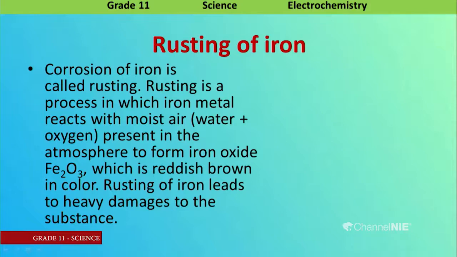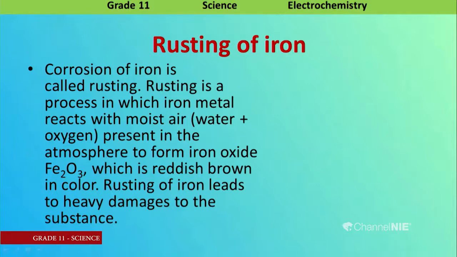When metal iron reacts with atmospheric oxygen gas and water vapor moisture, iron is subjected to chemical changes. Finally, a compound called ferric oxide is formed. This special process is called rusting of iron. Iron rust is a reddish brown color substance. This rusting leads to heavy damage to the iron-made substances.